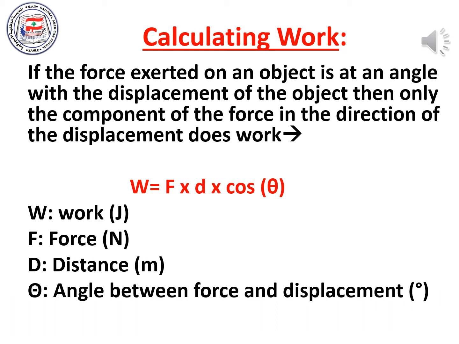So in this case, if the force and displacement are at an angle to each other and not in the same direction, we use the equation that we see in front of us. Work is equal to force measured in newtons times displacement or distance measured in meters, the distance that the object moves, times cosine angle. Angle is the angle between force and displacement, and it's measured in degrees. So here we consider the angle between the force and displacement, and we use this equation so we can only consider the component of the force that is in the direction of the displacement.